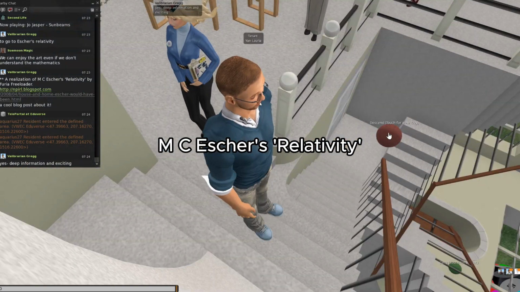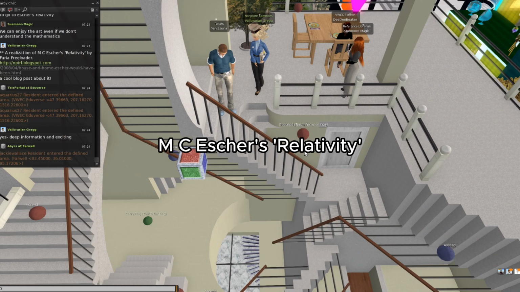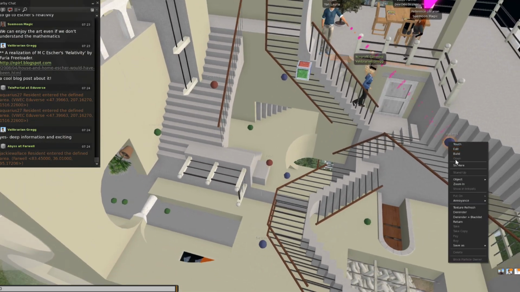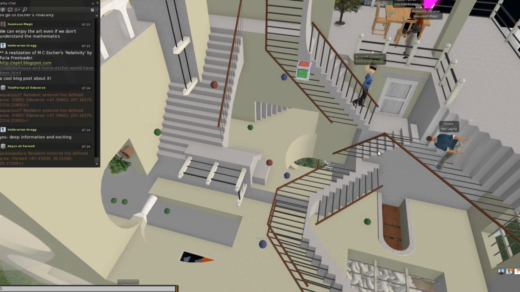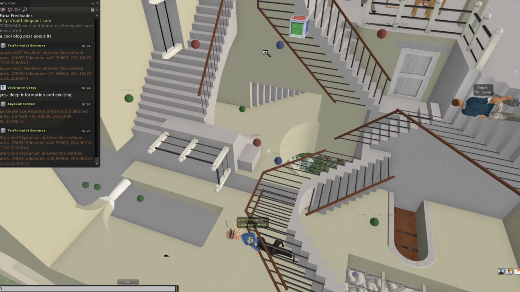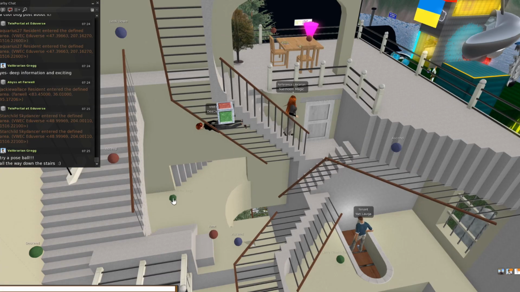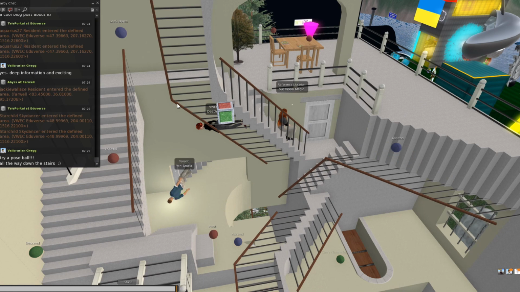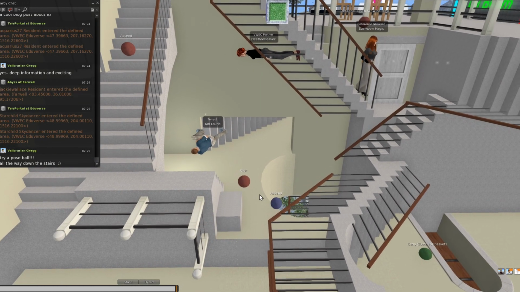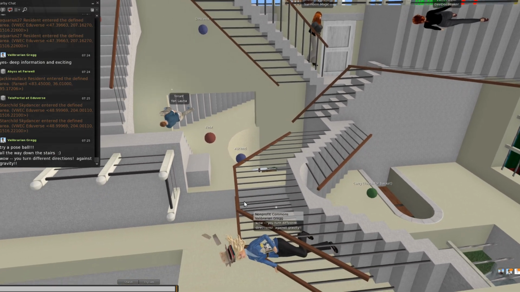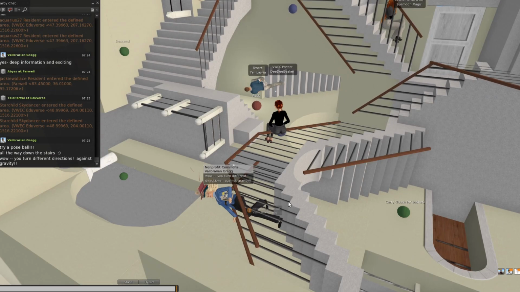The Cheaton ball. There are many string balls. Red, green, and blue. Yeah. So please ascend and descend these stairs.